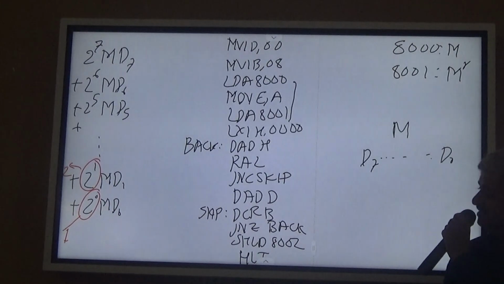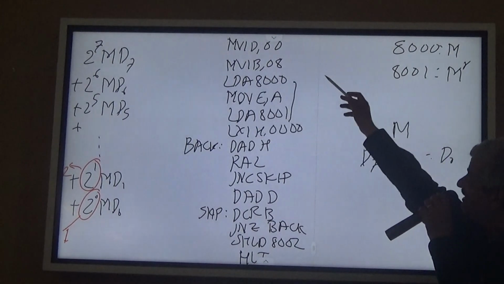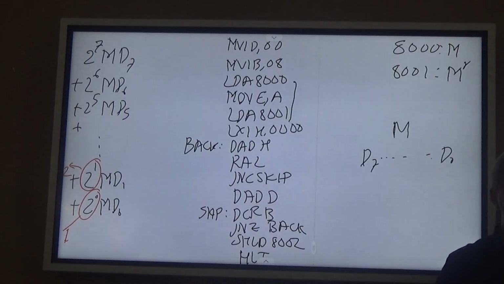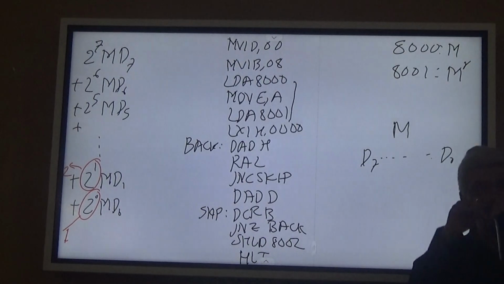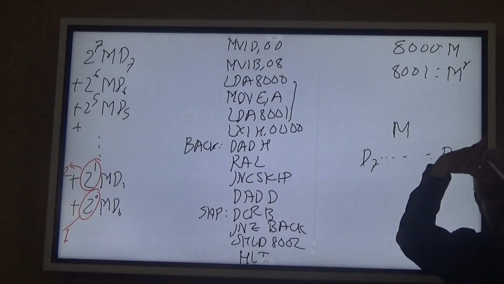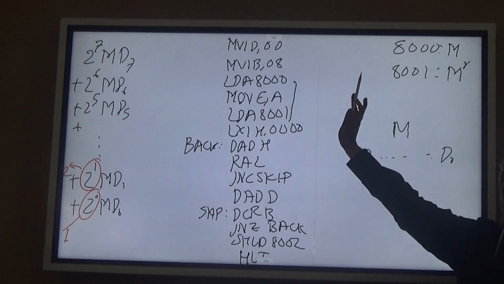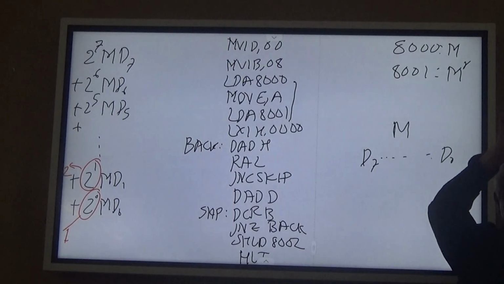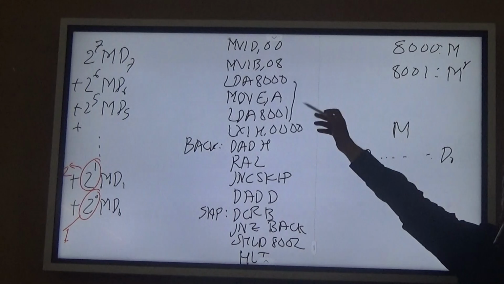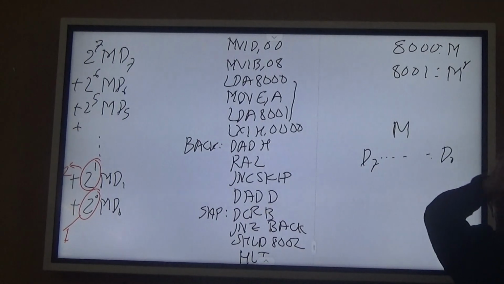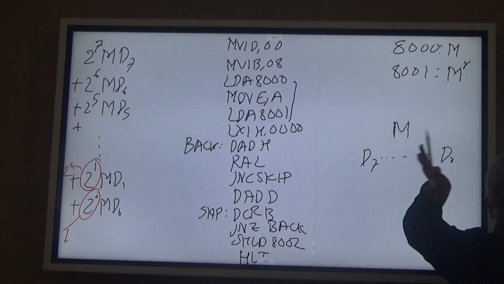Now why would this 8 be taken, MVI B 08? 8 bits, right? So okay. 8 bits. Is it right? Basically, it is going to do shift and add bit-wise. So MVI D 00, understanding is done. MVI B 08, it's okay, not fully done but at least it's okay. LDA 8000, move A to E, LDA 8001, that's okay. DE is multiplicand, A is multiplier bits.